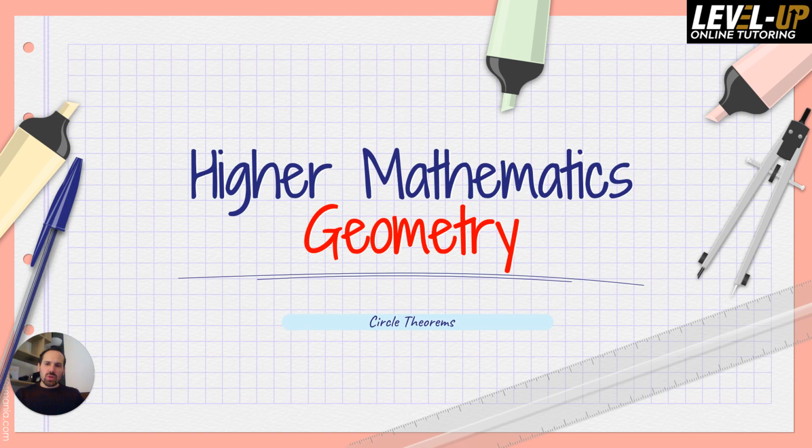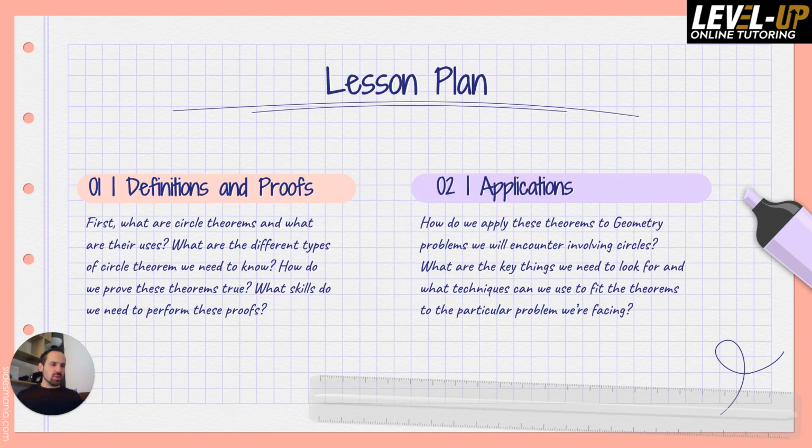Circle theorems are normally quite higher grade problems, quite a daunting topic sometimes for people, and I'm hoping I can help make this clearer and easier to understand. We've only really got two sections we're going to be looking at today. So just looking at definitions and proofs.